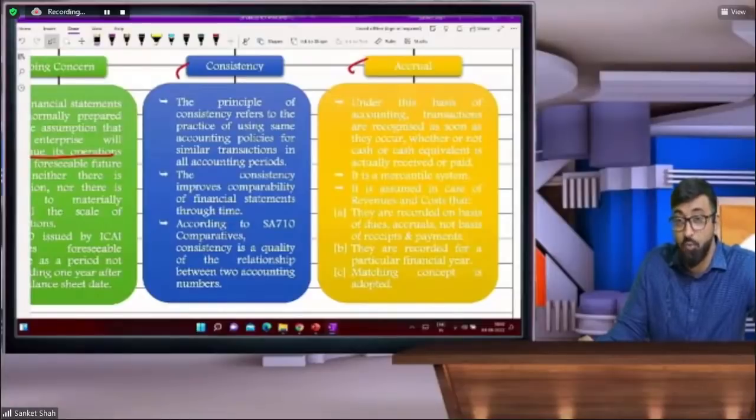In that case, what will be my profit under the old policy, and after the new policy, what will be my profit, that you have to compare in your notes to accounts. We are going to solve one question based on the consistency concept. So what is consistency is very simple. Last year's policy you have to continue in the future.